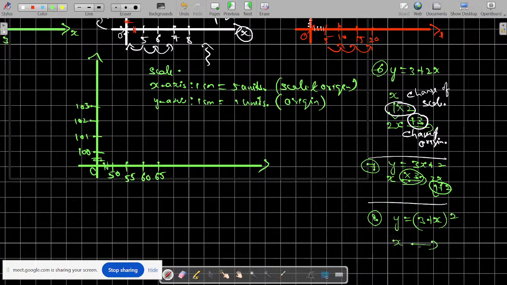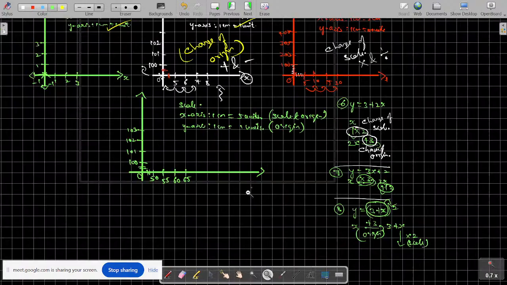First x, I am adding 3, which means what? I am changing the origin first. So I get 3 plus x. To each and every 3 plus x, I am adding 2. So after this, I am adding 2. So what has happened here? Change of origin. So what has happened here? Change of scale. Is it okay?